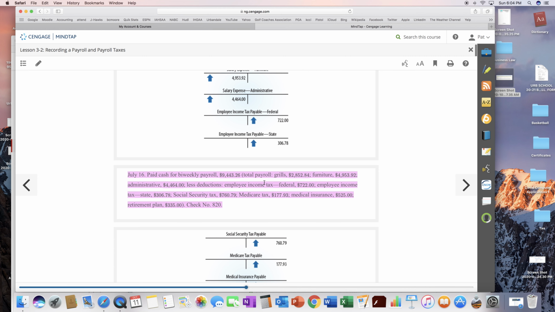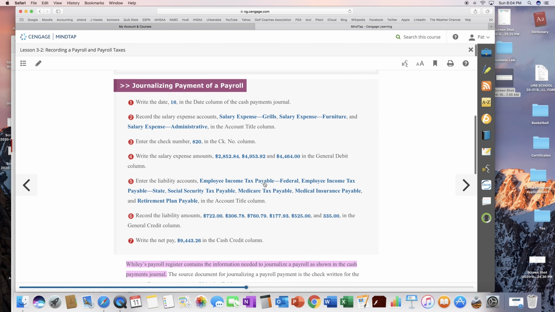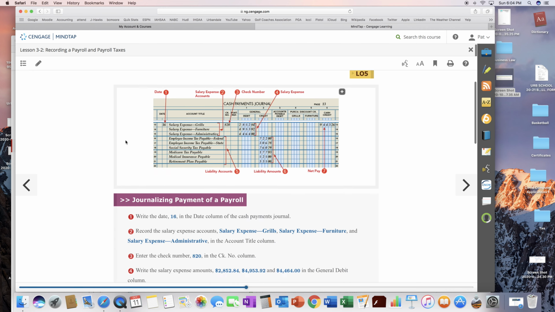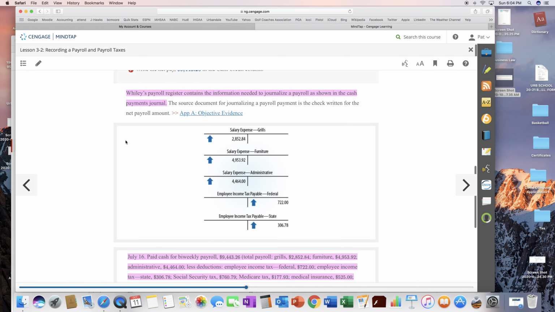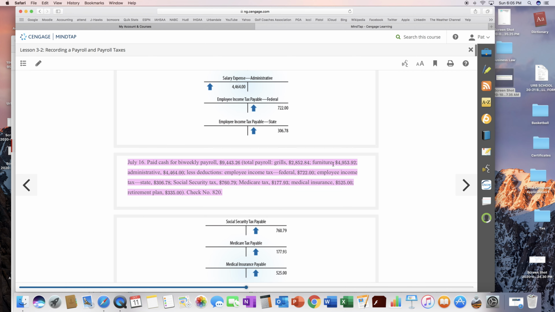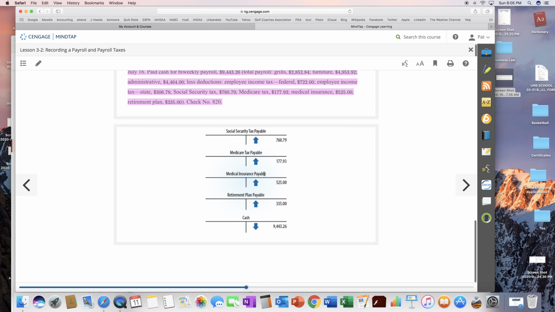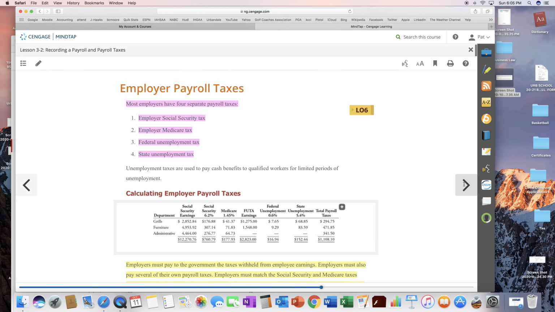This is what the transaction will say for the first transaction that we do, where it says paid cash for biweekly expenses. They give you the numbers here. We often will have to find them in the payroll register. They won't tell you employee income tax payable federal or employee income tax payable state. They will say federal income tax, and you'll have to put employee income tax payable, federal. Okay, so that's the first transaction. And we'll show you when you watch the work together.